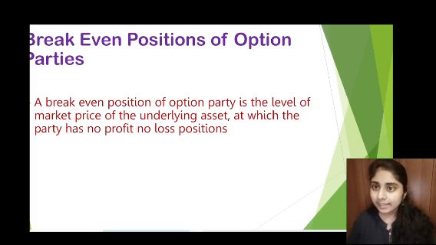So now we can see the case of a break-even position of option. Okay, so a break-even position of an option party is the level of market price of the underlying asset at which the party has a no profit, no loss position. So break-even position is when the market price and the strike price are equal, where the buyer and the seller will have no profit and no loss situation. So such a position is the break-even position.